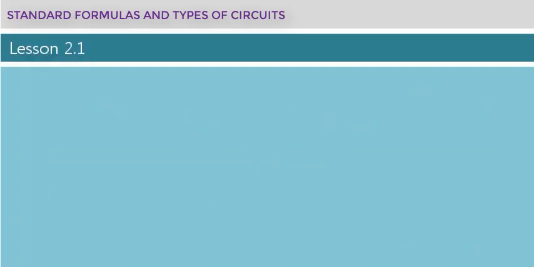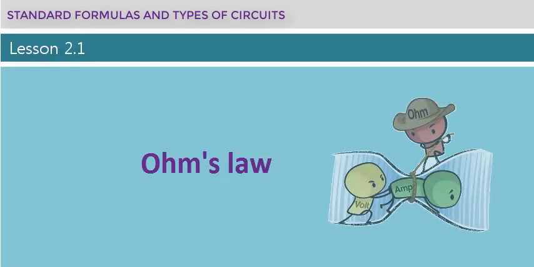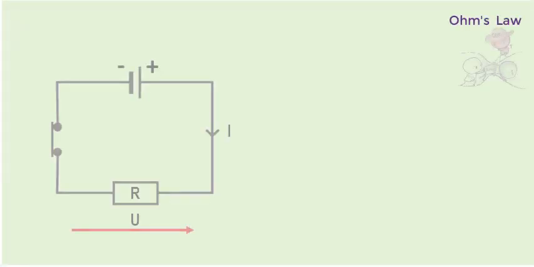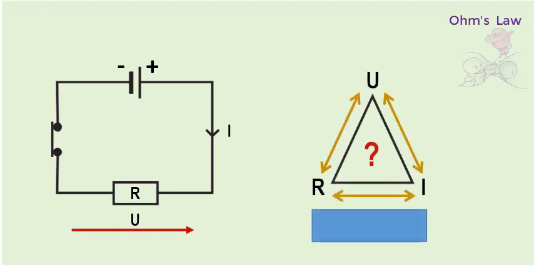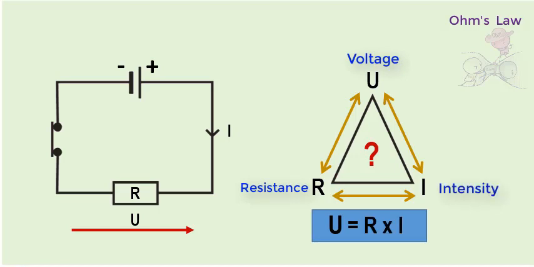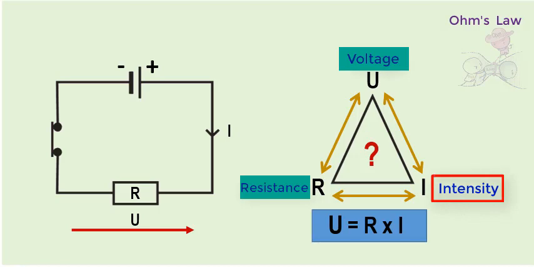Lesson 2.1: Ohm's Law. Ohm's law is one of the basic laws of electricity. It states that the voltage U is equal to the resistance R multiplied by the intensity I. Using this law, if two of these variables are known, the third can be calculated.